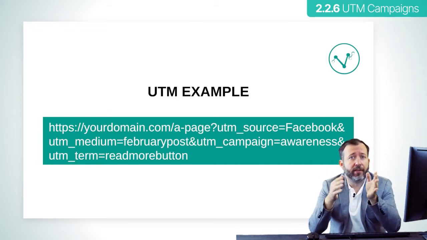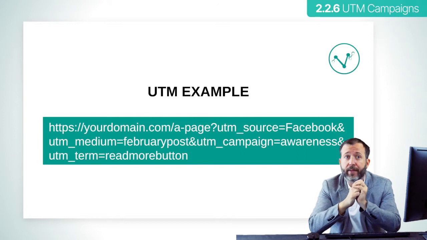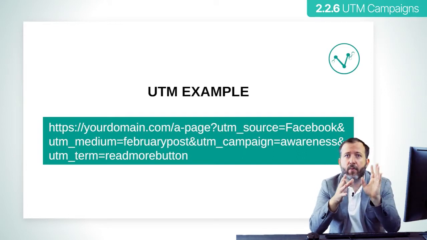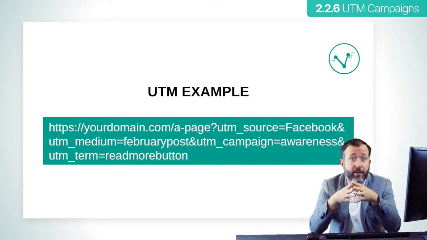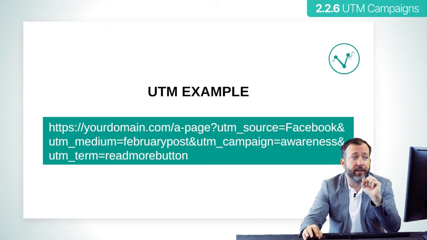You have some content at https://yourdomain.com, a page that was visited when this link was clicked. The click came from Facebook, from a post you published in February as part of your strategy to raise awareness. Also, the referral came by the click of the Read More button in the post. I can get all this information just by reading the URL.